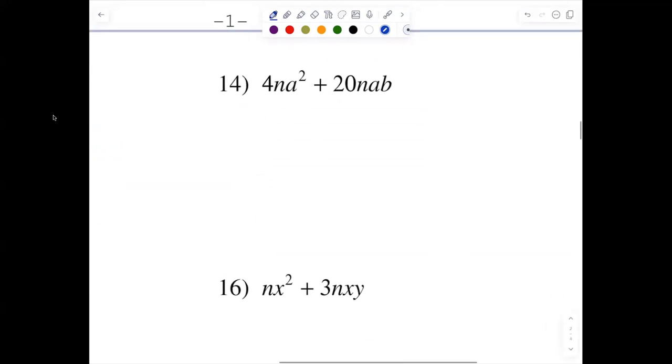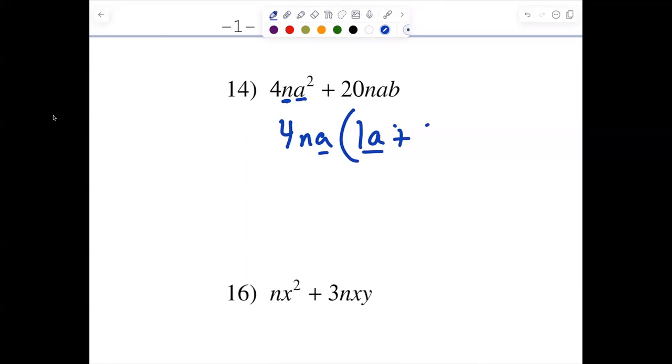Okay. 14, go. 4n and a. You said that. 5, I think you said that. Go. 1 and n. No, not n. You pulled the n out. Come on now, everybody's got to listen on this one. Do you agree? And there were 2 a's. I pulled 1 out, so there's 1 left. 5. Yes. There you have it.